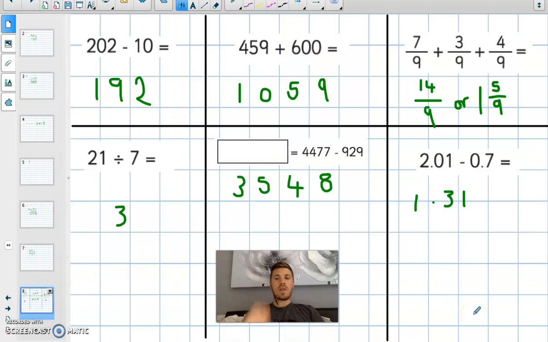So here are the answers on the screen now. Pause it, double check it, go through the workings if there's any incorrect ones.